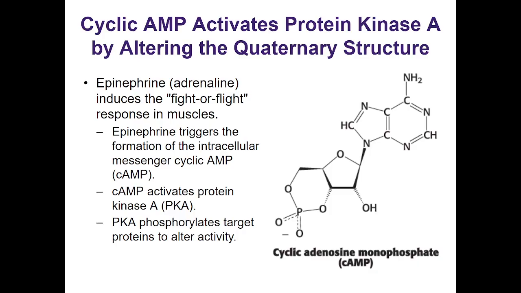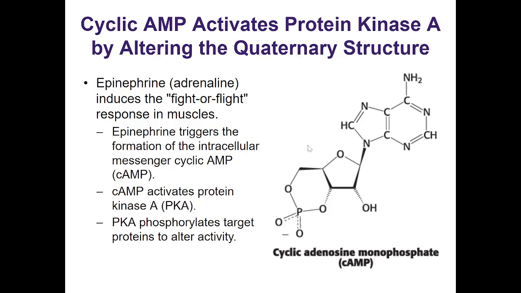So cyclic AMP is going to activate the protein kinase A. PKA is how you may have heard it before. This does it by altering the quaternary structure. This is actually the cAMP, the cyclic AMP, right here. Okay, can you see the cyclic right there with the phosphate, as opposed to AMP, which would be straight, not cyclic.